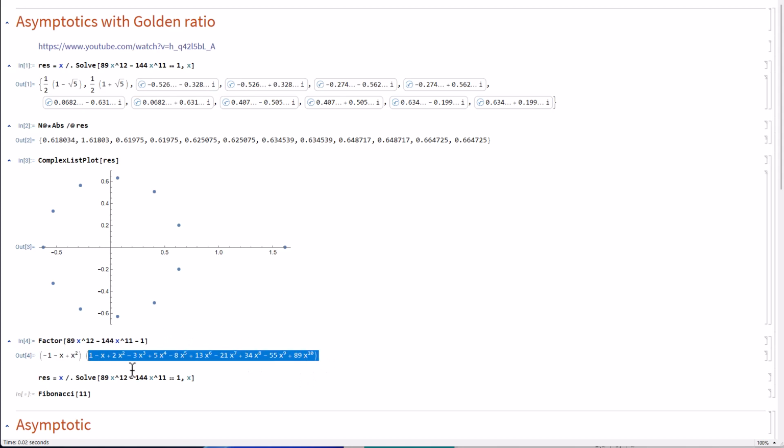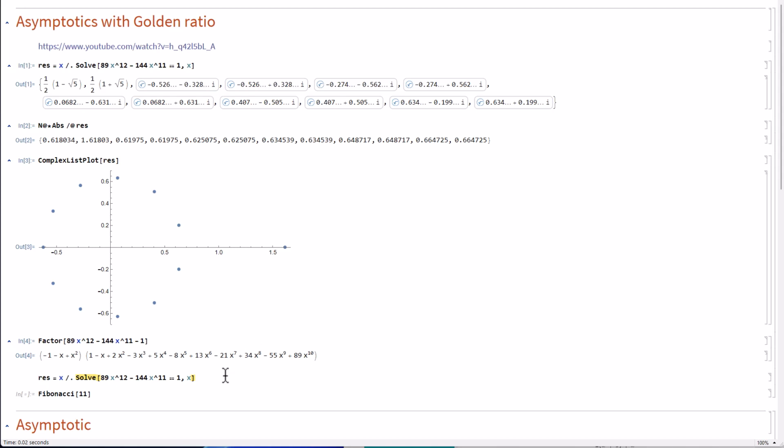This part is kind of scary. You have a lot of terms, okay? But if you look closely at the absolute values of the coefficients of this polynomial, it's 1, 1, 2, 3, 5, 8, 13, 21, 34. You add up two numbers: 1 plus 1 is 2, 2 plus 3 is 5, 5 plus 3 is 8, 8 plus 5 is 13, and so on. So the absolute values of the coefficients here are exactly the Fibonacci numbers.